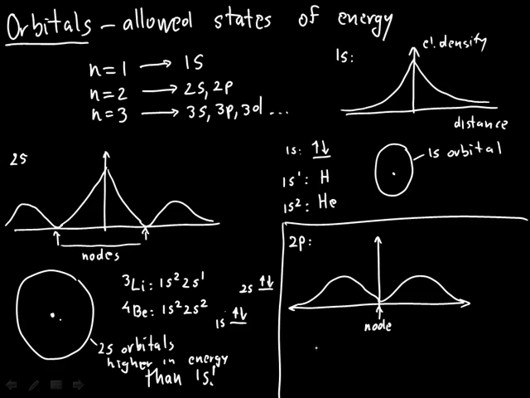There are 3 p orbitals, and they differ in their spatial orientation. So this is the py, which is positioned along the y-axis. This is the px, and perpendicular to the plane of this screen is the pz orbital. And these three orbitals differ in their orientation, but not in their energy. So they have the same energy, and they're thus called degenerate.